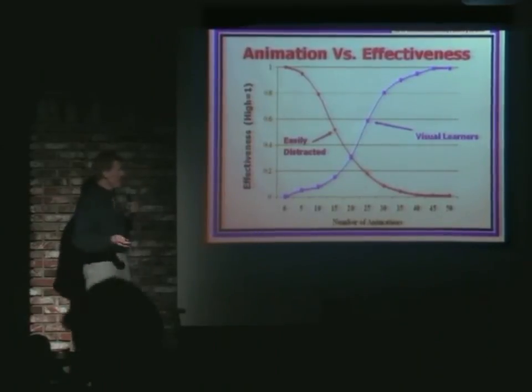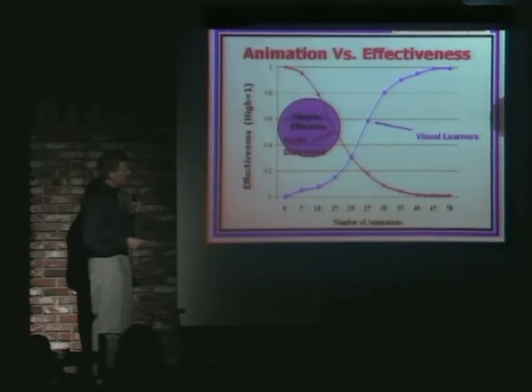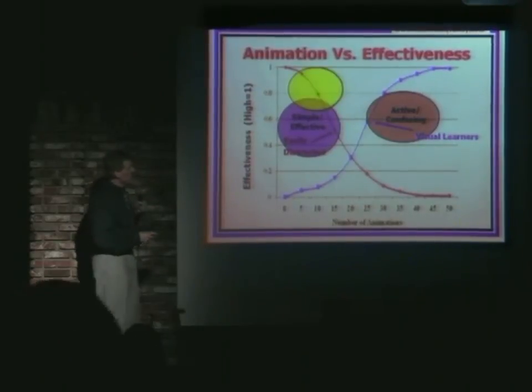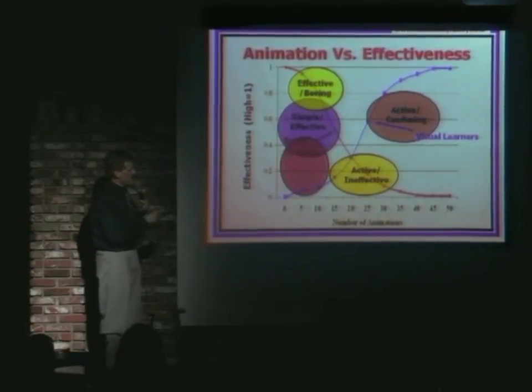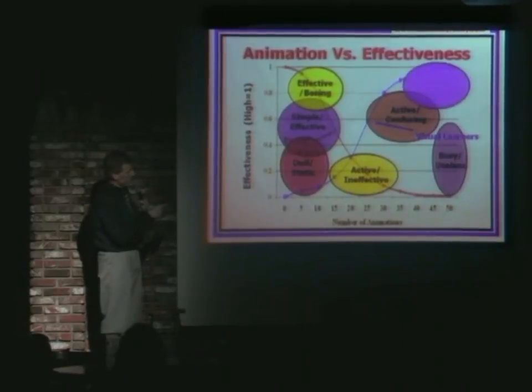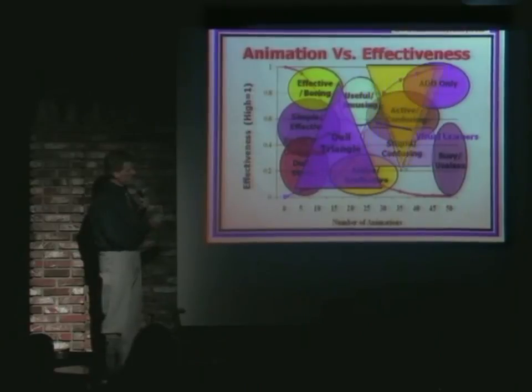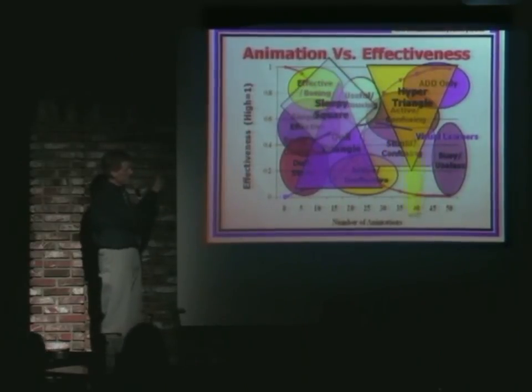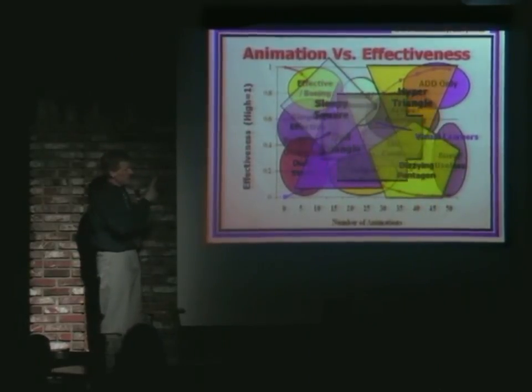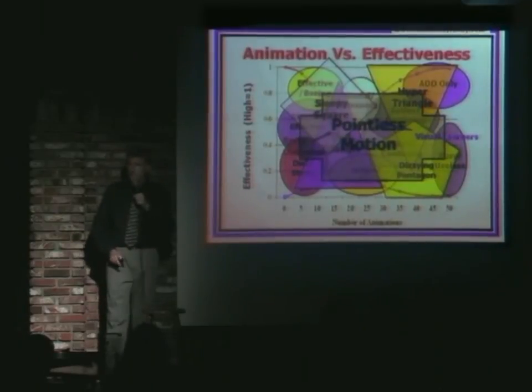And there's regions here, by the way. There's the simple but effective region. There's the active but confusing, the effective but boring, the active but ineffective, the dull but static region, the busy but useless, the ADD only region, the useful but amusing, the stupid but confusing, the dull triangle, the hyper triangle, the sleepy square, the dizzying pentagon, and everything else I just call pointless motion. That slide right there took me an hour and a half to make. PowerPoint can just suck the life out of you. It's amazing.